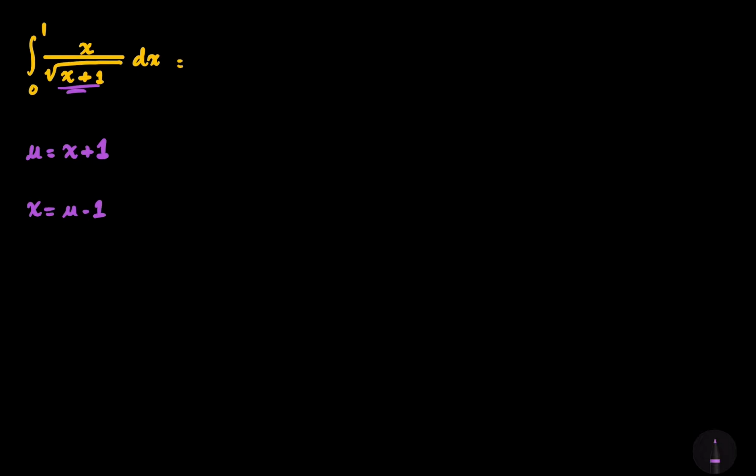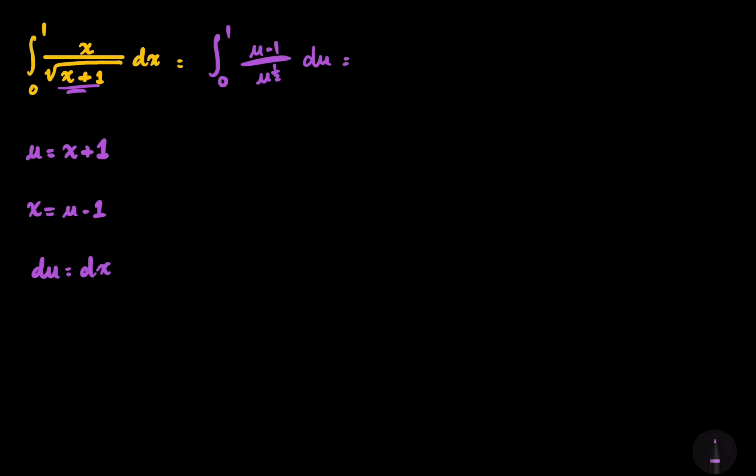And then what is du by dx? Well, du by dx is just 1, and so du is equal to dx. So we don't really have to change anything there. And so now let's just go ahead and substitute. So this is the integral from 0 to 1. X, we said, is u minus 1. And the square root of x plus 1, we said x plus 1 is u, so that's just going to be u to the 1/2 down here. Dx is equal to du, so that stays the same.